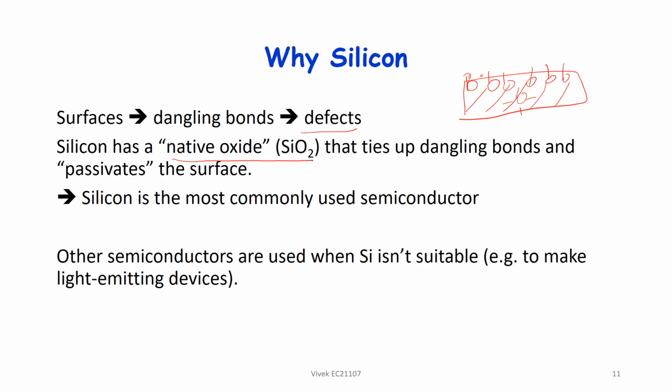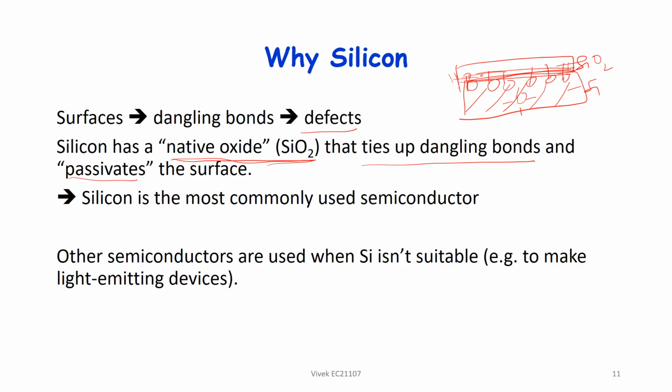Now silicon has a very interesting property. Its native oxide, silicon dioxide, ties up the dangling bonds and passivates the surface, so that these bonds are actually bonded to silicon dioxide without any defect. So that basically takes care of the defects while terminating the silicon. So you have a nice silicon and silicon dioxide interface without defects. That makes it very popular.